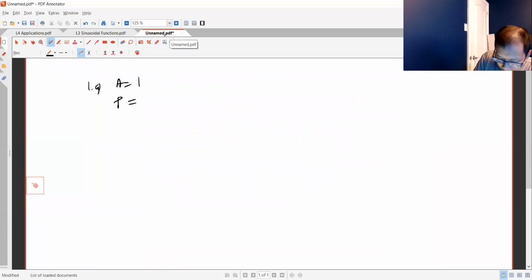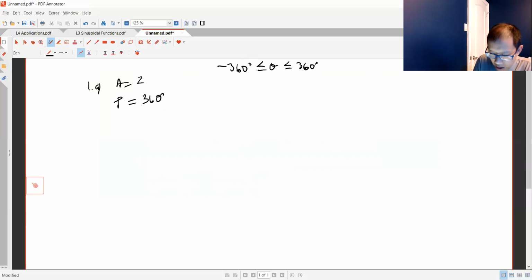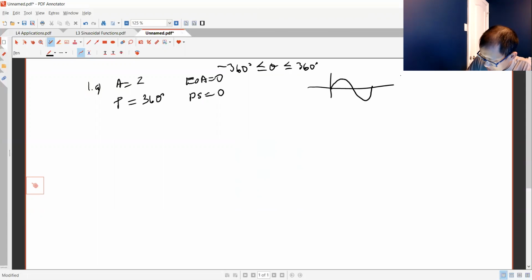So I would actually do a sketch. The equation of the axis or the midline is 0, and there seems to be no phase shift. So as a recap really quickly, the sine graph looks something like this. We have 5 critical points, and that's what you should get used to seeing.